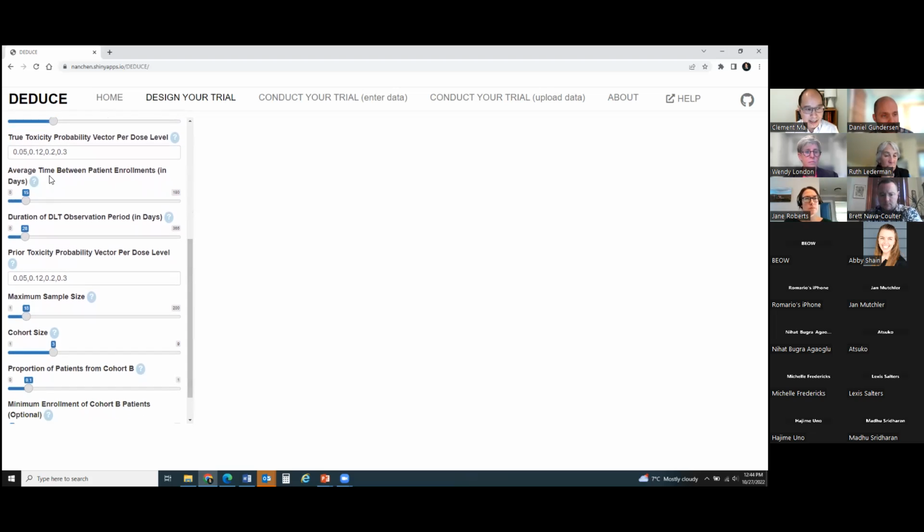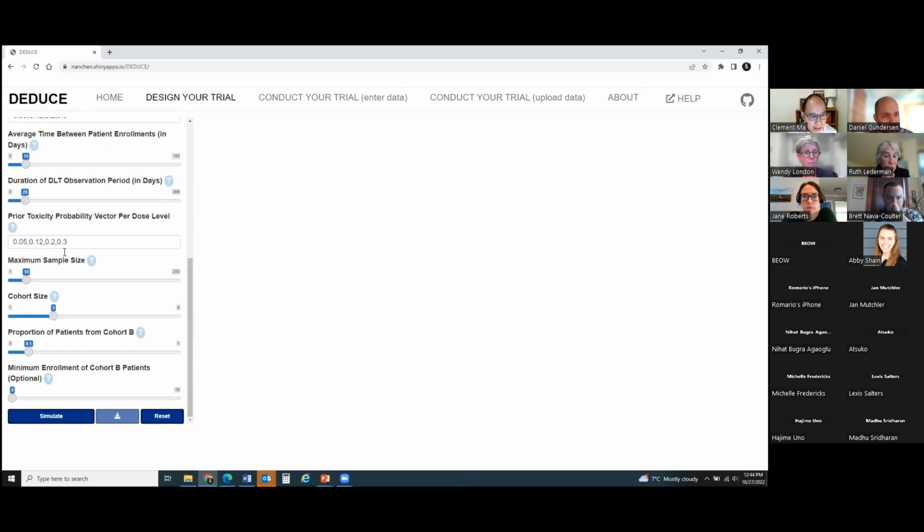Next, we can specify how quickly we're able to accrue participants. This is given by the average time between patient enrollments in days. We also specify the DLT observation period in days. This is how long you observe participants for developing a DLT. And this is typically set at 1 cycle of treatment, so usually 3 or 4 weeks. So here I've set it at 28 days.